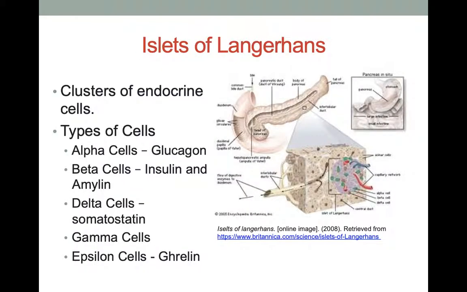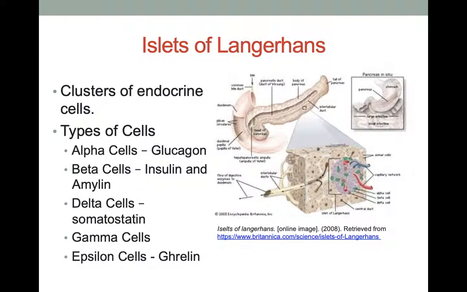Now, if we look at the islets of Langerhans, let's start talking about how we're going to be maintaining these levels. The pancreas is a pretty important organ. It has both endocrine and exocrine functions, and we're going to focus more on the endocrine functions for this presentation. Amongst the exocrine cells in the pancreas are clusters of endocrine cells that we call the islets of Langerhans.